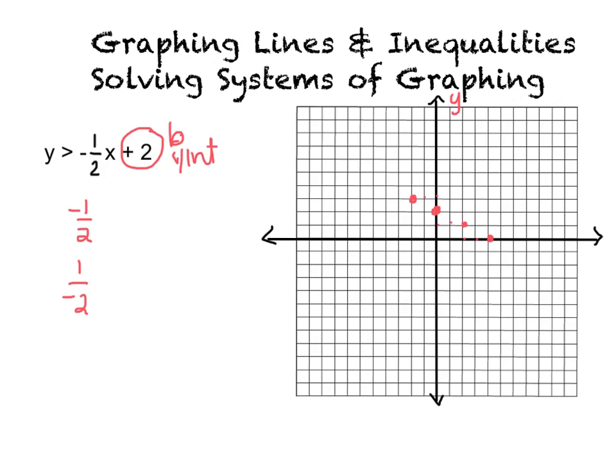Now with inequalities, you've got to be really careful because we've got to be looking at this sign. This says I want everything greater than the line. I don't want greater than or equal to the line. If I have a greater than sign or a less than sign, I'm going to put a dotted line in. If I have a greater than or equal to sign or a less than or equal to sign, it's going to be a solid line. I have a greater than sign, so I'm going to put a dotted line in.